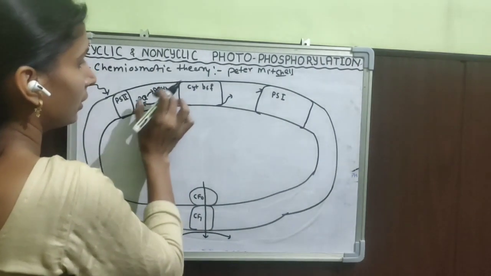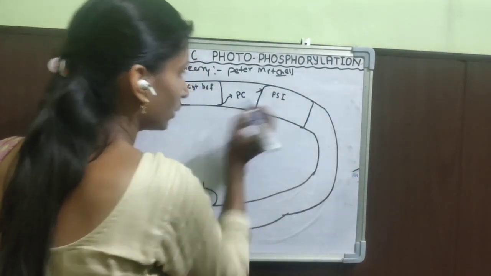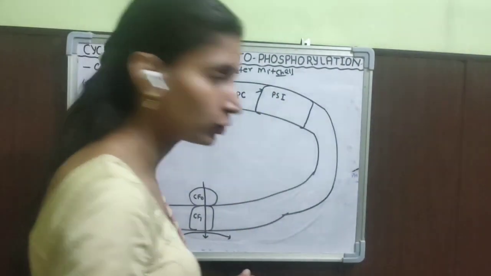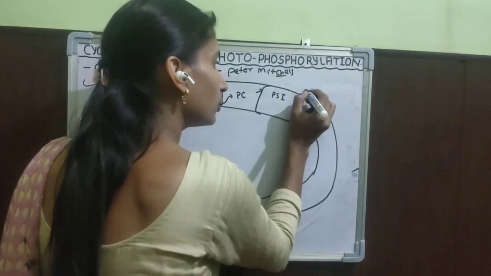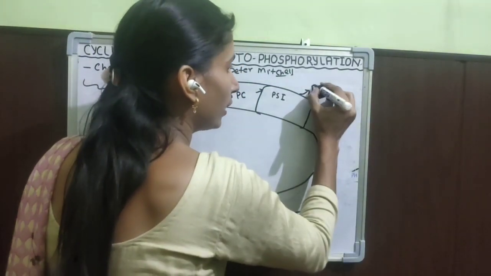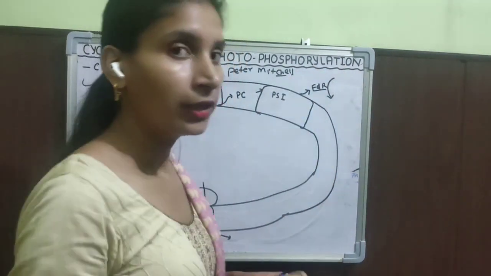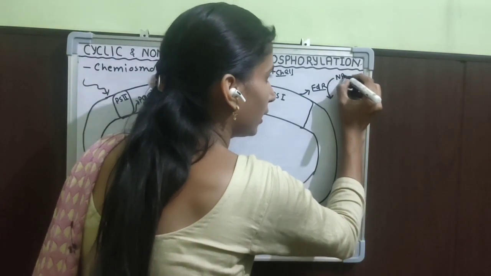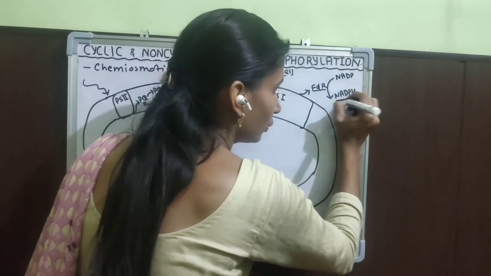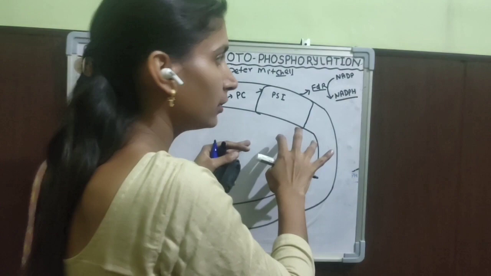Then these electrons are transferred to the cytochrome b6f, which further transfers electrons to the plastocyanin, which further transfers electrons to photosystem 1, where various electron acceptors are involved, and then finally the ferredoxin reductase enzyme reduces NADP into NADPH.